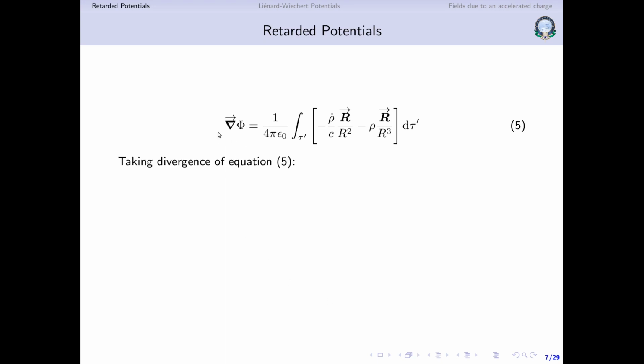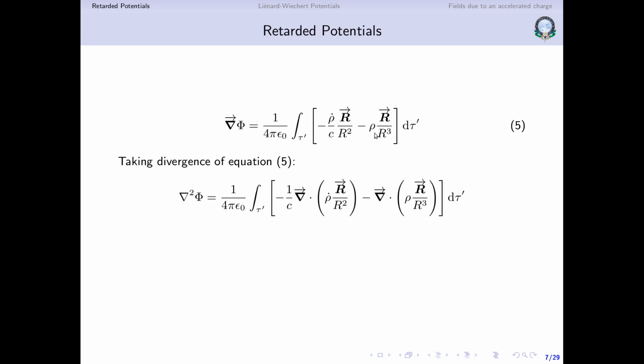Now, the next step is to take the divergence, because ultimately we are interested in the Laplacian of this φ. So you take the divergence of equation number 5. You have to take the divergence of this quantity as well as of this quantity: the divergence of ρ dot R-cap by R squared and the divergence of ρ times R-vector by R cubed. Now, the quantity inside the bracket is a product of a scalar field and a vector field. Whenever we take the divergence of a product of a scalar and a vector field, there is another product rule for the divergence, which is again given in the first chapter of Griffiths.